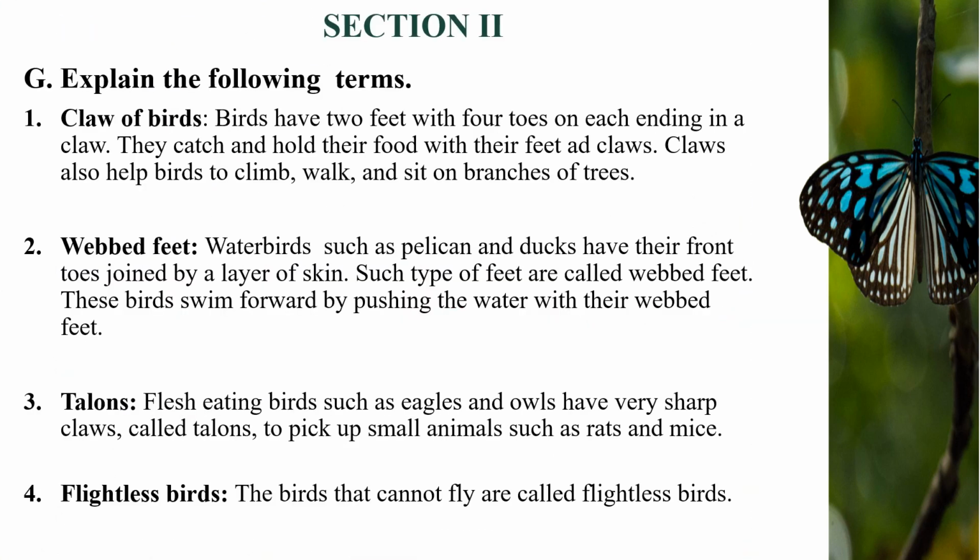Section 2. Explain the following terms. First, claw of birds. Birds have 2 feet with 4 toes on each ending in a claw. They catch and hold their food with their feet and claws. Claws also help birds to climb, walk, and sit on branches of trees.